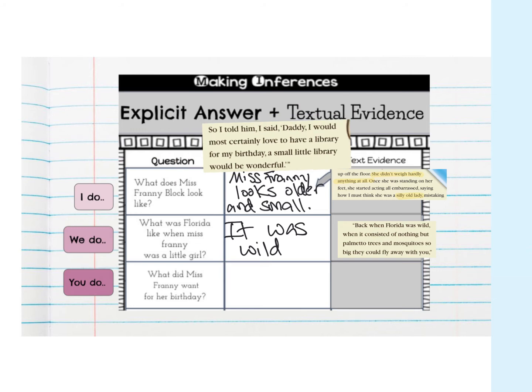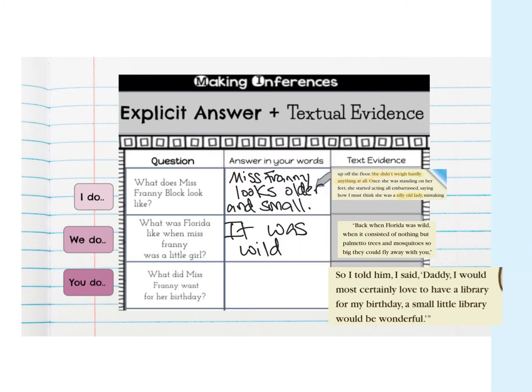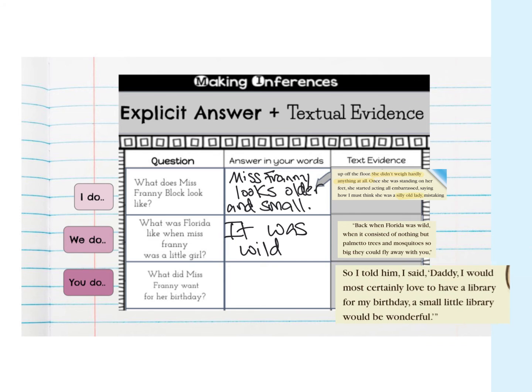I'm noticing this answer can be found right there in the text. "So I told him, I said, Daddy, I would most certainly love to have a library for my birthday. A small little library would be wonderful." So I can answer this one in my own words. She asked for a library because it's based on the text.